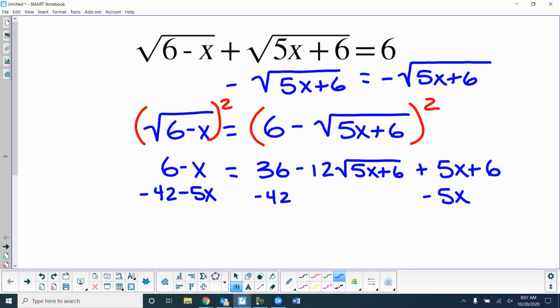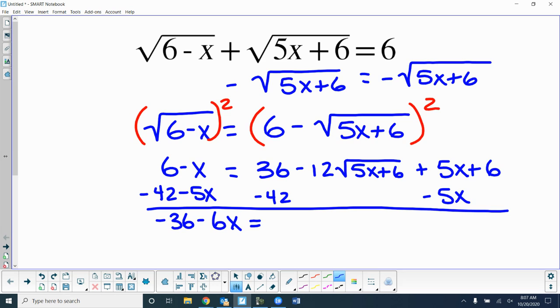So 6 minus 42 is a negative 36. And then negative 1x minus 5x is a negative 6x. So I get negative 12 and then 5x plus 6.